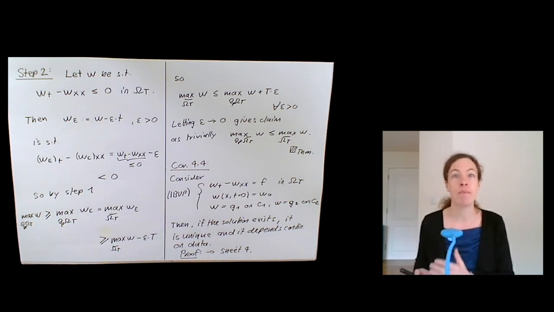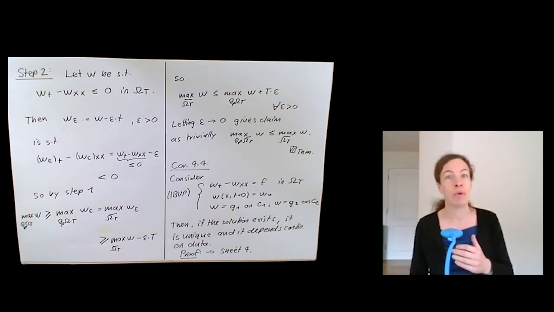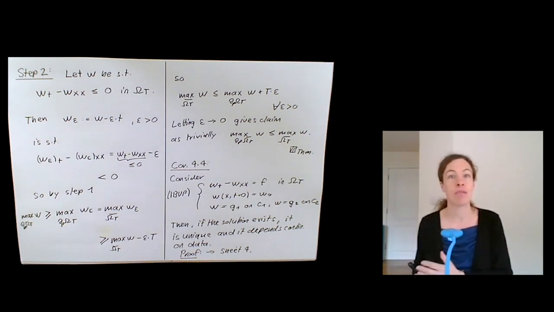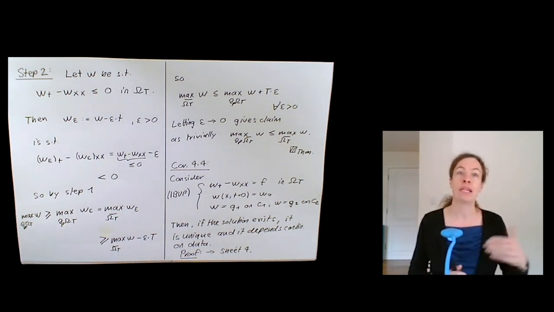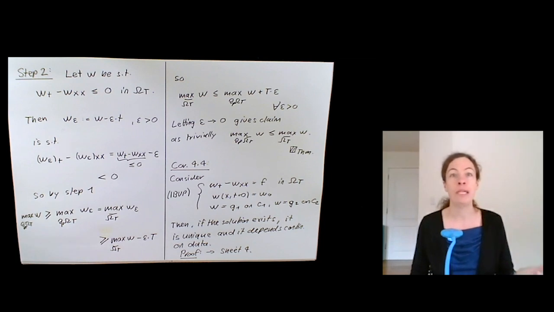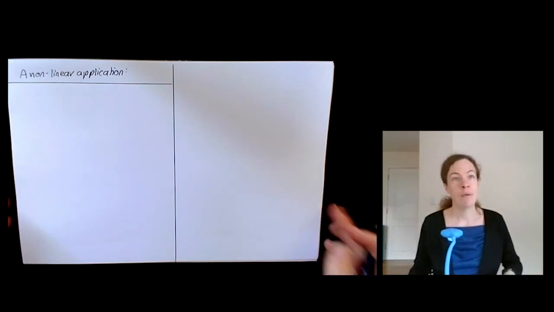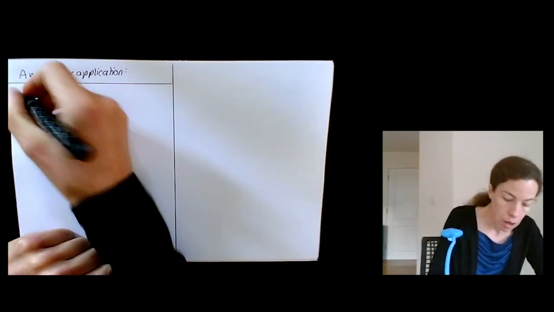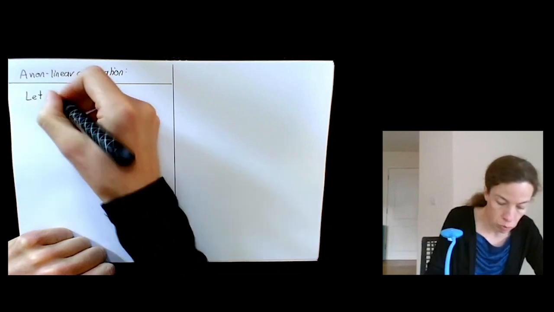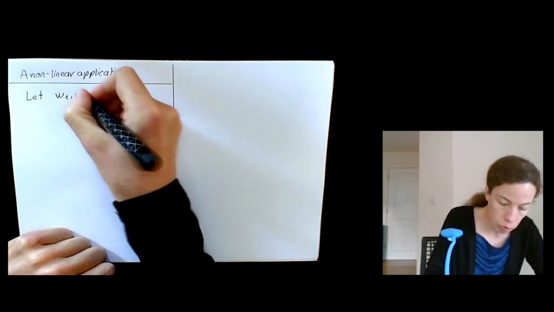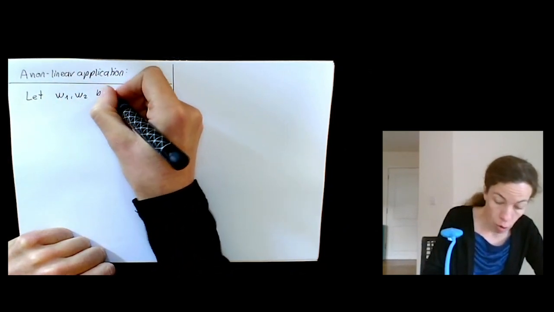However, the strength of the maximum principle is that you don't need that your function satisfies some particular equation. All you need is an inequality. And so in practice, what that's going to mean is that if we look at the nonlinear problem, all we need is the right type of monotone behavior of the nonlinearity. So the application that I want to consider is the following. Let's assume we have two solutions, W1 and W2, of a PDE.